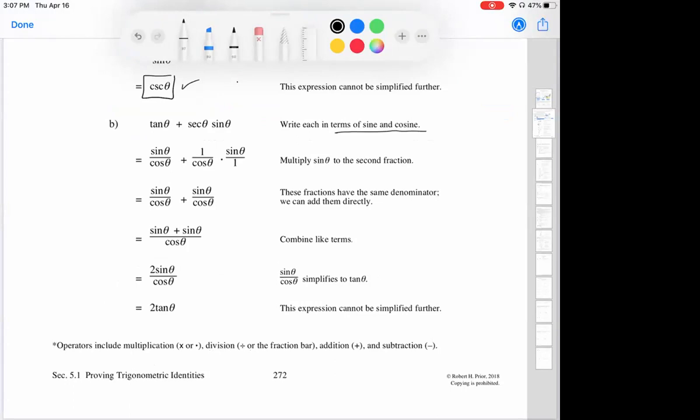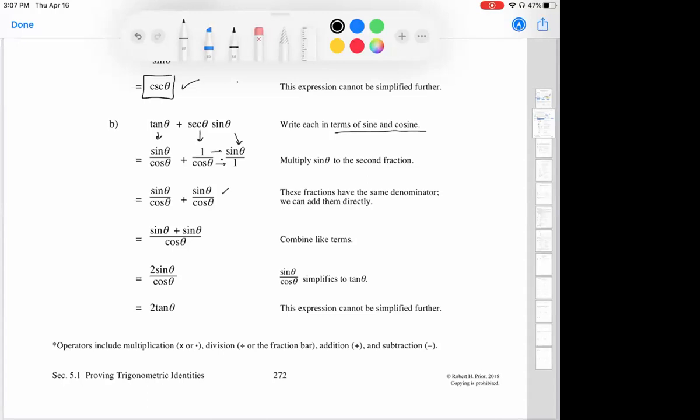Okay, so tangent theta plus secant theta times sine theta. Let's rewrite everything in terms of sine and cosine. Tangent is sine over cosine. Secant is 1 over cosine. And sine is just sine. If I multiply them together, I just write them one over each other. So I have sine over cosine, like we have here.